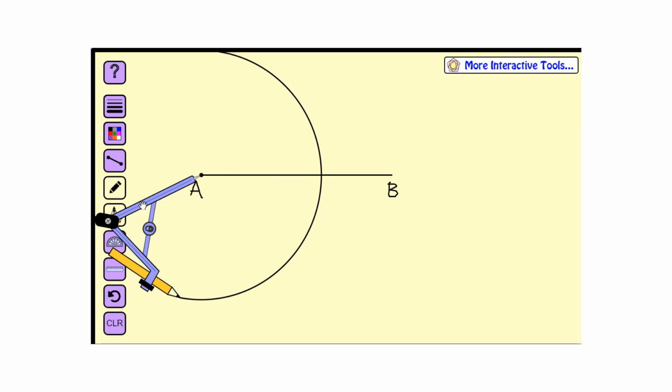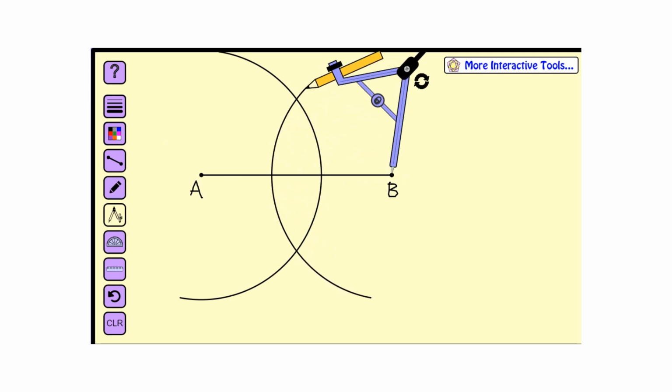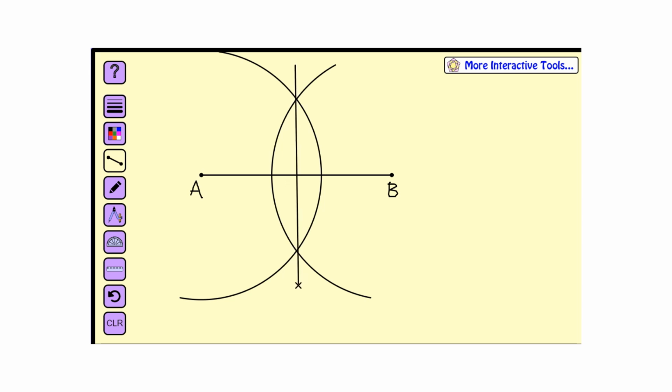After you've done that, bring your compass, put the tip of your compass at point B, then draw another arc. You can see that these two arcs will intersect at this first point here and also the second point here. There are two intersection points. Then use a ruler and draw a line that cuts through these two intersection points. This line that you have just drawn is the perpendicular bisector of your line segment AB.